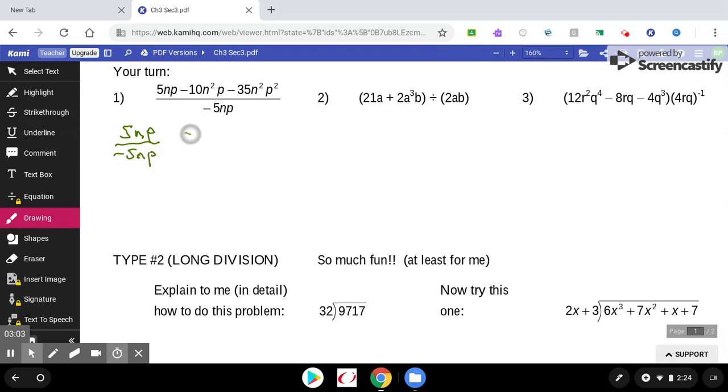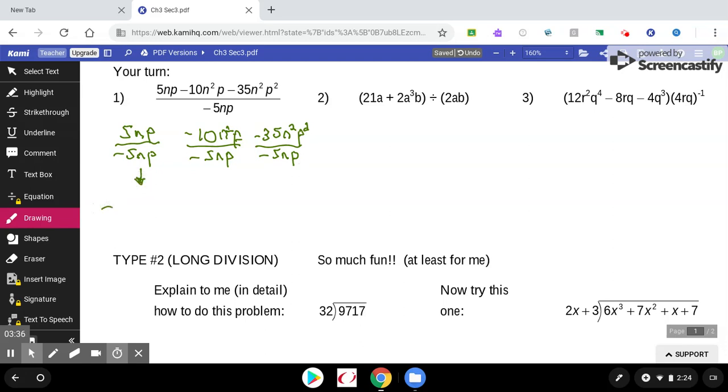And I also know that the minus 10n squared p is getting divided by the bottom one. And lastly, I know my negative 35 is also getting divided by that guy. It does take a little extra time to do it, but it's going to make it way more likely that you get a correct answer. So three little problems to do.